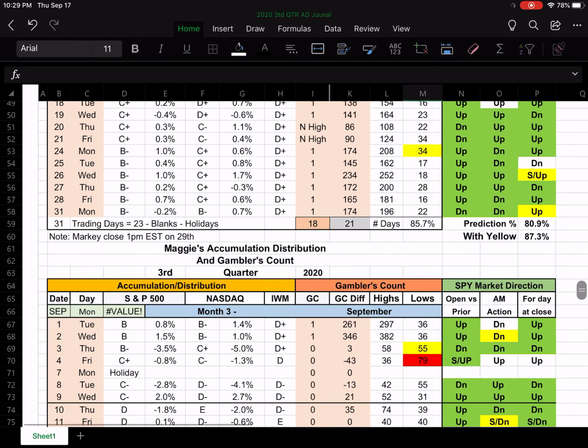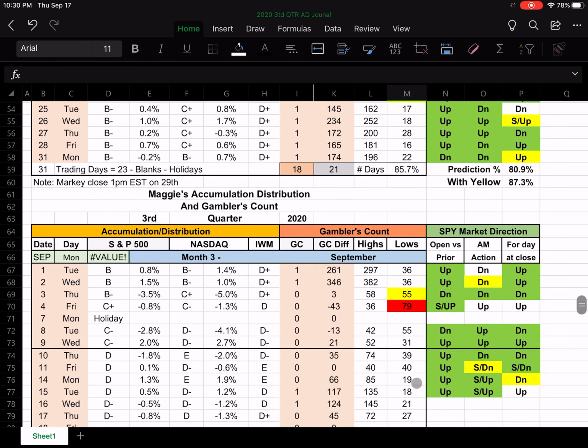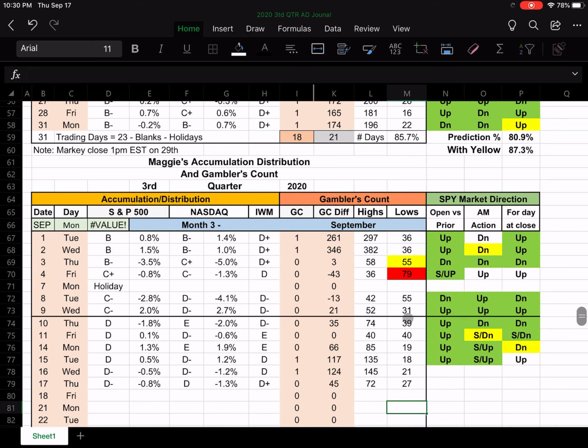So you can see Thursday the 3rd was the day it happened. There's no new highs and a lot of new lows. And then the Friday after was even worse. Then the Tuesday after the holiday, it continued, and now it's just kind of been sideways.